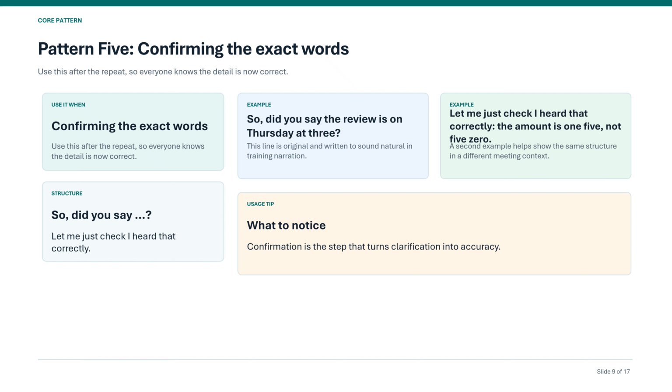"So did you say the review is on Thursday at 3? Let me just check I heard that correctly. The amount is 15, not 50." Confirmation is the step that turns clarification into accuracy.